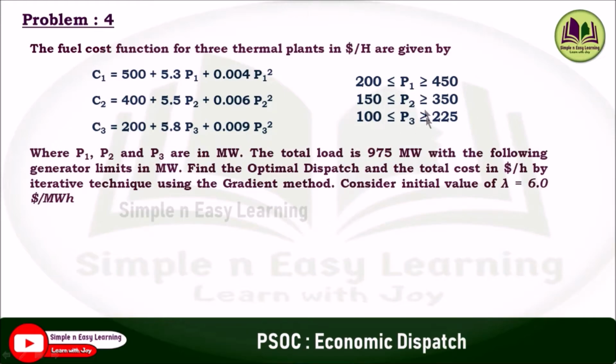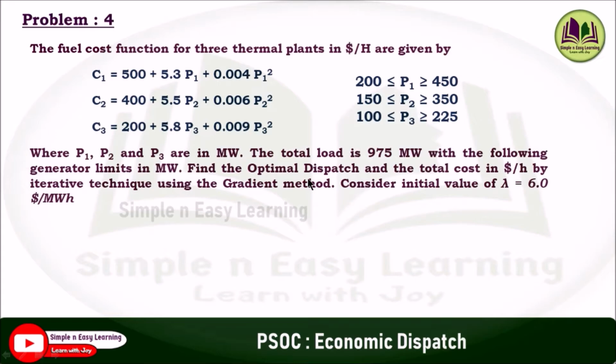And the limits are given for P1, P2 and P3, where P1, P2, P3 are in megawatt. The total load is 975 megawatt with the following generation limits in megawatt. So find the optimal dispatch and the total cost in dollars per hour by iterative technique using a gradient method. Consider initial value of lambda equal to $6.0 per megawatt hour.